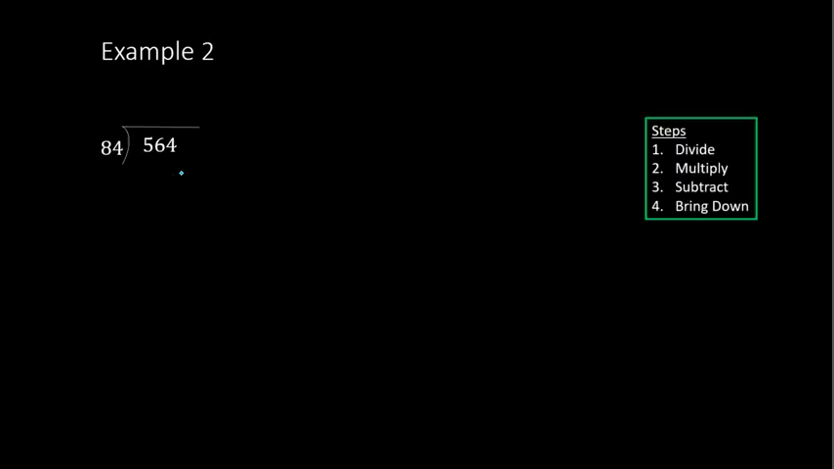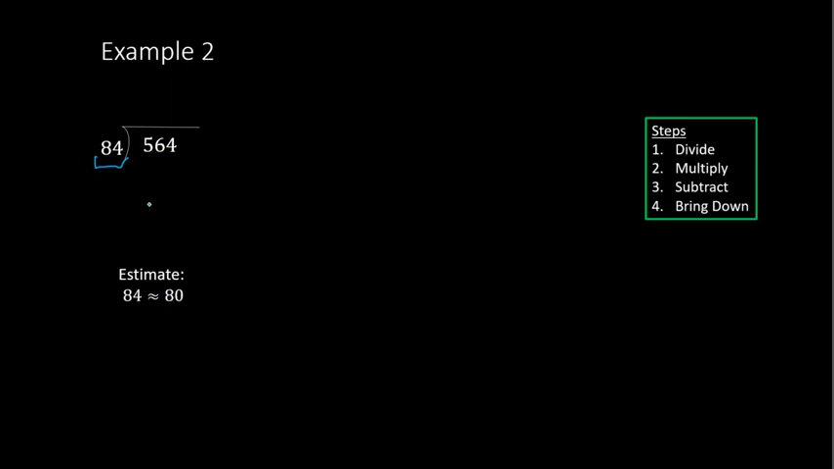Let's try another example. Here we have example 2, and we're dividing 564 by 84. So again, it's going to be helpful if we try to estimate what this would be. That way we can figure out the general ballpark answer of the problem. So what you can do is take the divisor and round it to the nearest 10. So 84 would round down to 80. And then we can mentally figure out what would multiply with 80 to get within the range of 564?